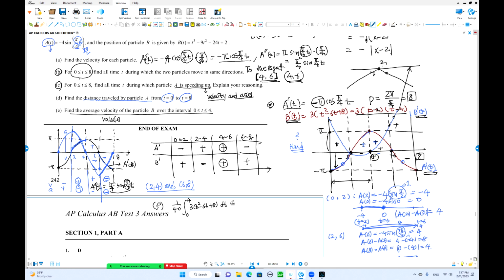So what is the antiderivative of this one? We already got the antiderivative over here. Are you okay? Yeah, this is the antiderivative, right? T cubed, 24t, and the plus 2 is nothing, okay? All right. So the antiderivative of this one is how much? 1 over 4, 3t squared is what? T cubed, right?